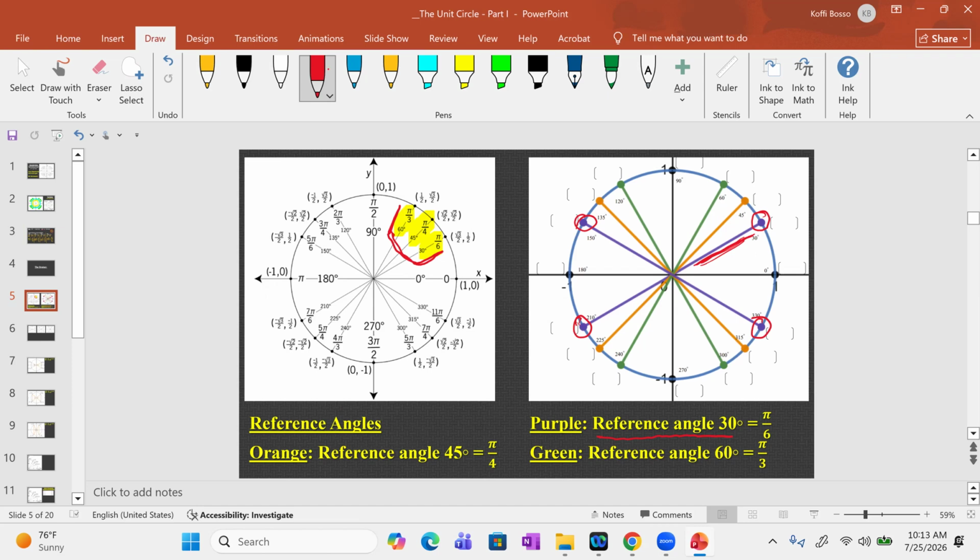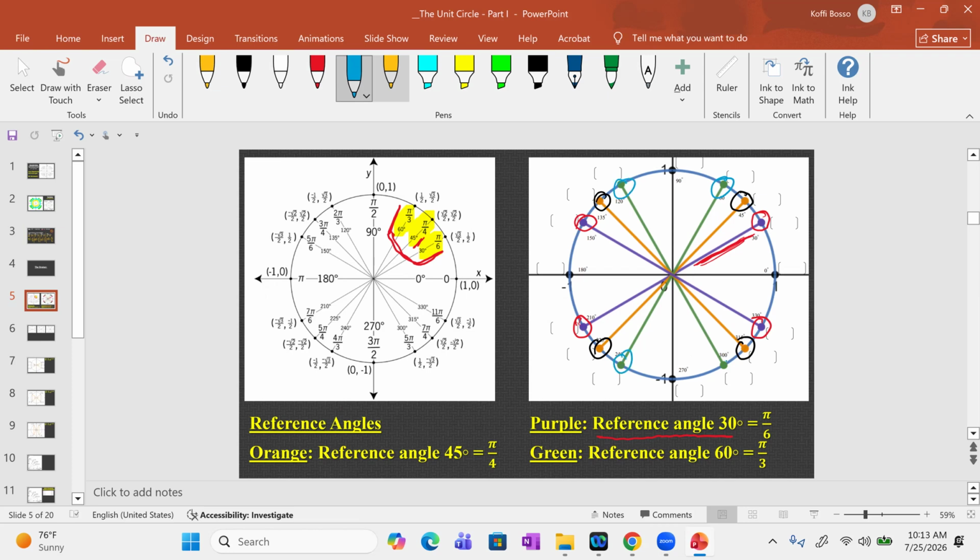If I take the next reference angle, which is 45 degrees, this is related by the orange. Again, for the orange, let me use a different color, we have this point, this point, this point, and this point. And the next one is the green. Every time we see the green, the reference angle here is 60 degrees. And for that, we also have 4 points for green.